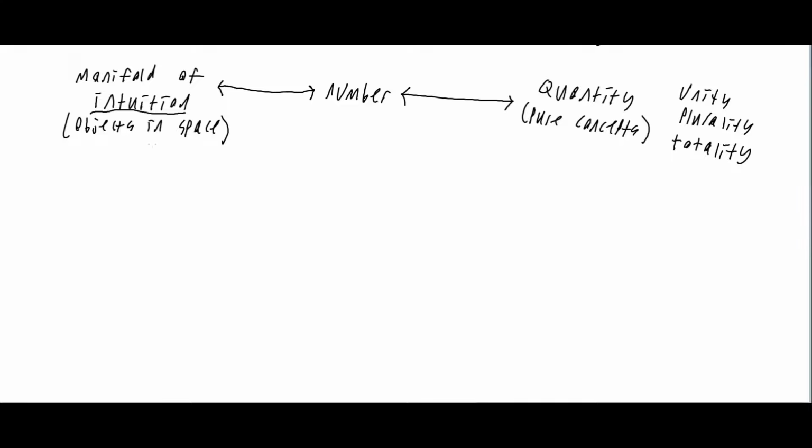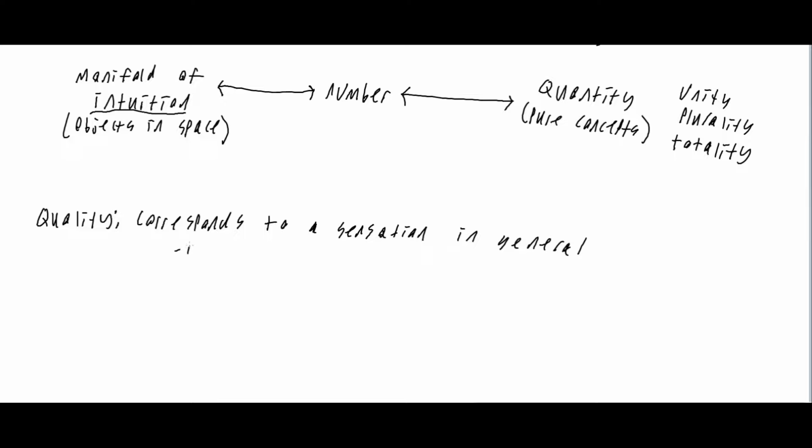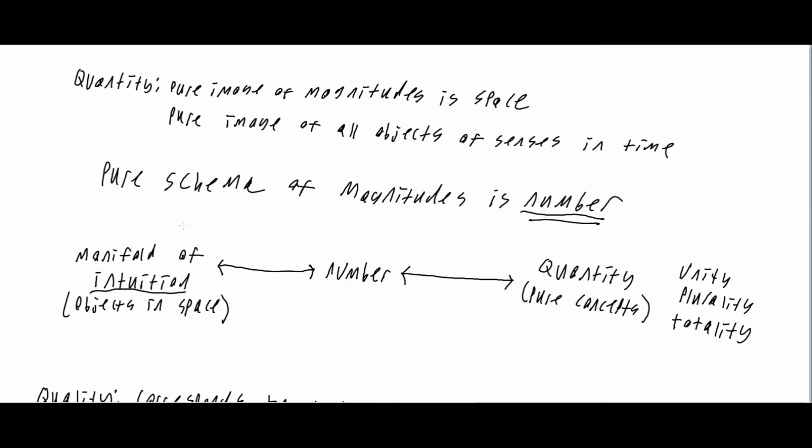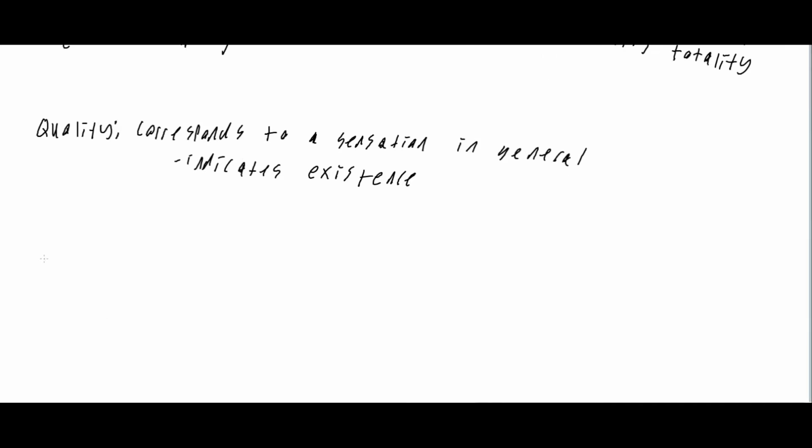So the next one is quality. And so Kant talks about this, so we can have quality. And so this corresponds to a sensation in general. And so it indicates existence. And so if quantity is telling you how much of something is there, in terms of the shape and size of it in our experience, quality is telling us what is there.